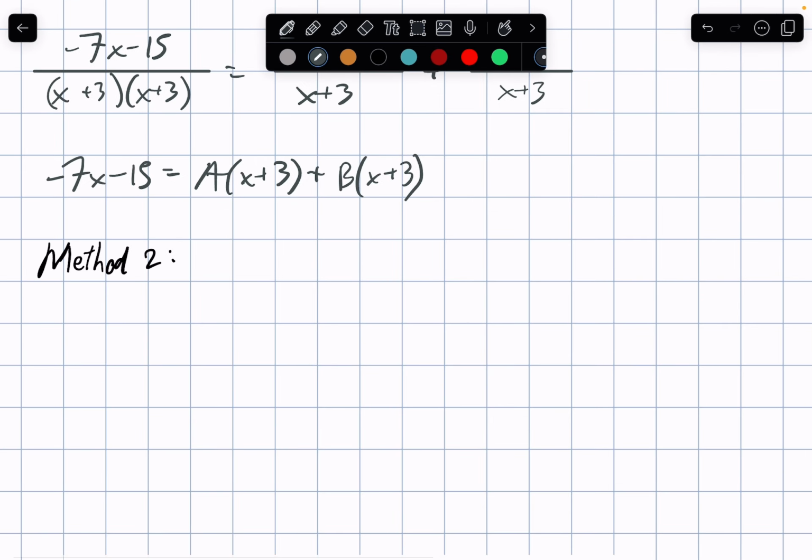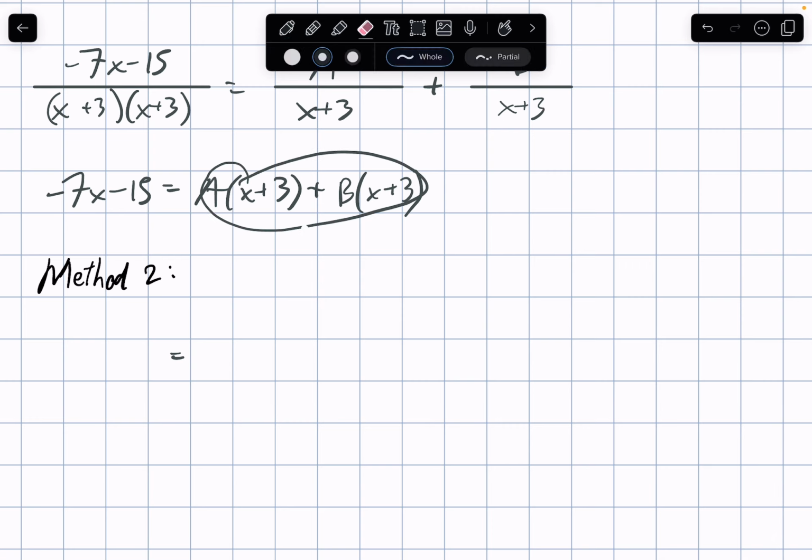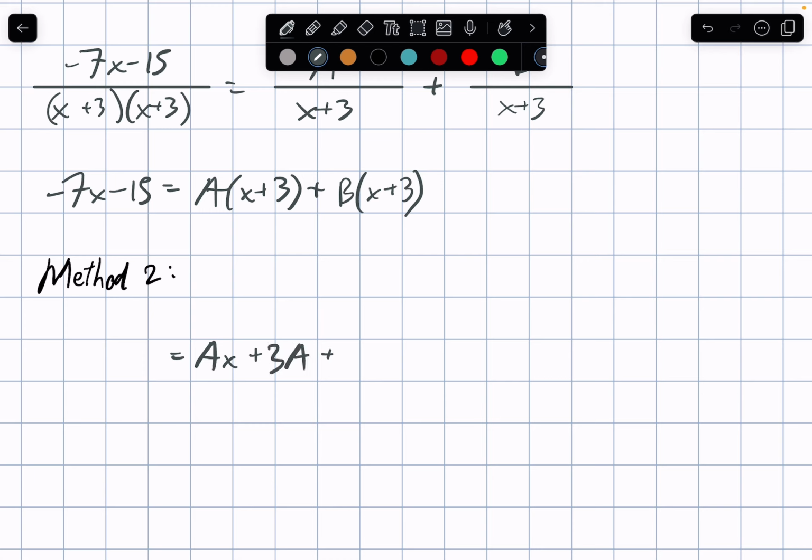So method 2, how does this work again? Okay. So we further simplify the equation, particularly the right side. So ax plus 3a plus bx plus 3b. So these are like terms, so factor the x from them. And then we just have constants in the end.